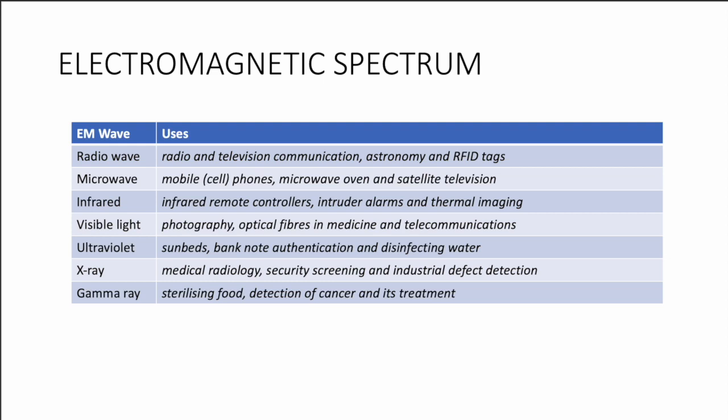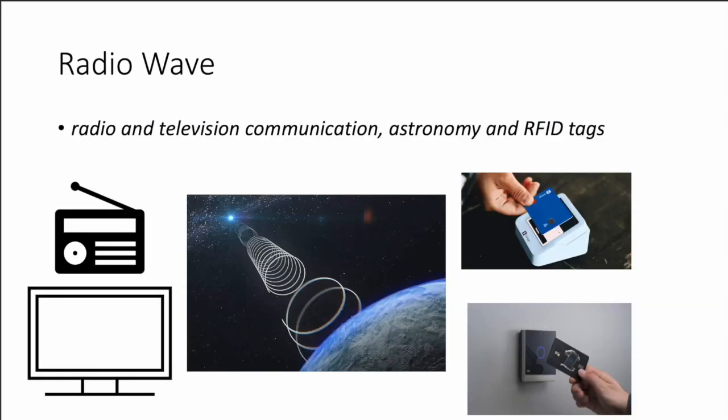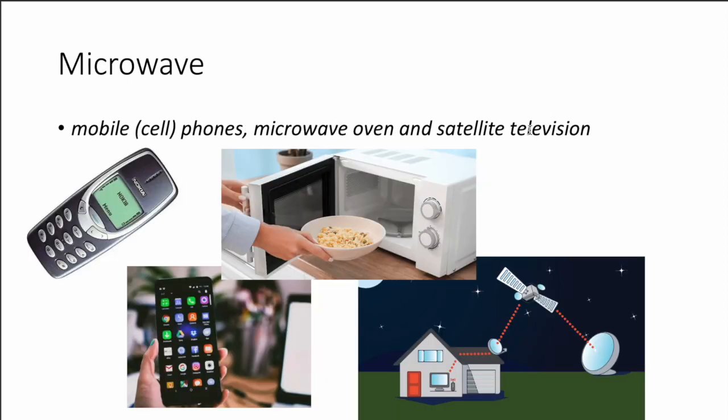Like radio waves are for your radio, your TV. They need to travel long distances. Astronomy, RFID, radio frequency identification tags. So literally the R will match with the R, radio. Okay, next, microwave, of course, is your oven, microwave oven.